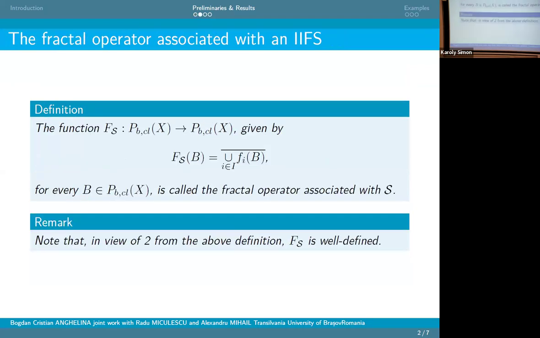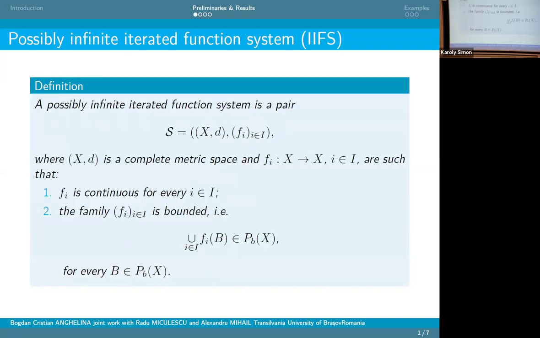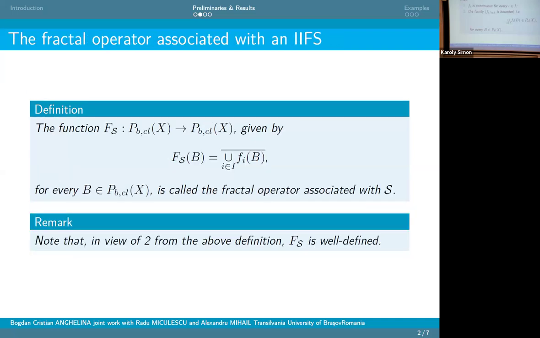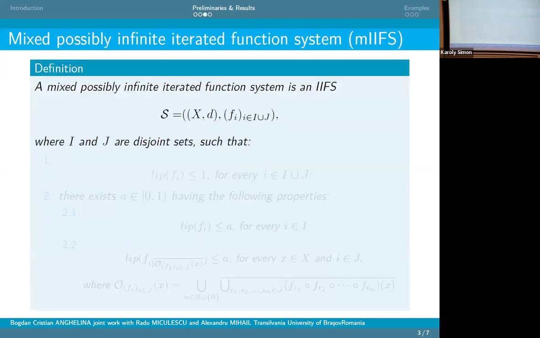Oh, no, first, let's introduce the fractal operator. So the fractal operator is defined on the closed and bounded sets, and it is the closure of the union of the images of any bounded and closed set. And we require the second condition here so that the operator is well defined. So we go again to the bounded and closed sets. And with this, we have our main definition.